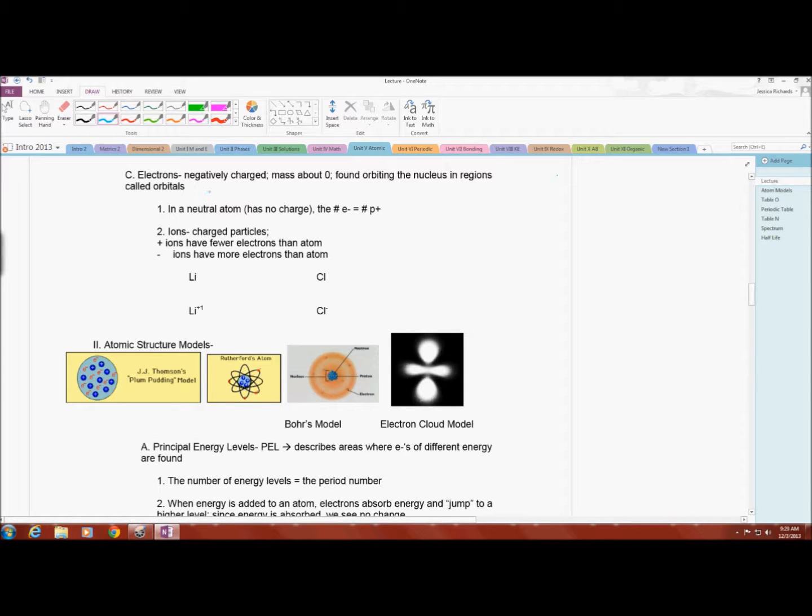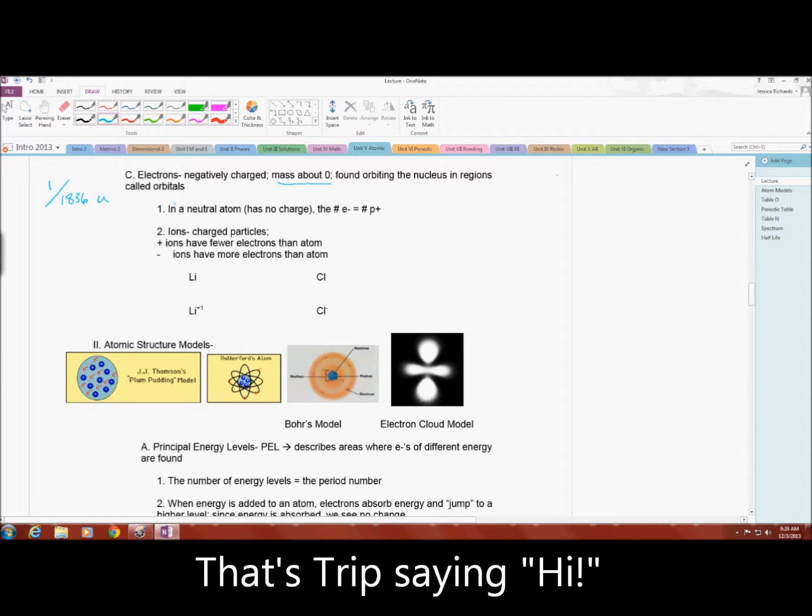They're 1/1,836 the mass of a proton. 1/1,836 of an atomic mass unit. That's the mass of an electron. So we basically say that they have a mass of 0, because we would never have this many electrons on any one single atom for it to make any difference. So significant figure-wise, the electrons just don't count towards the mass.